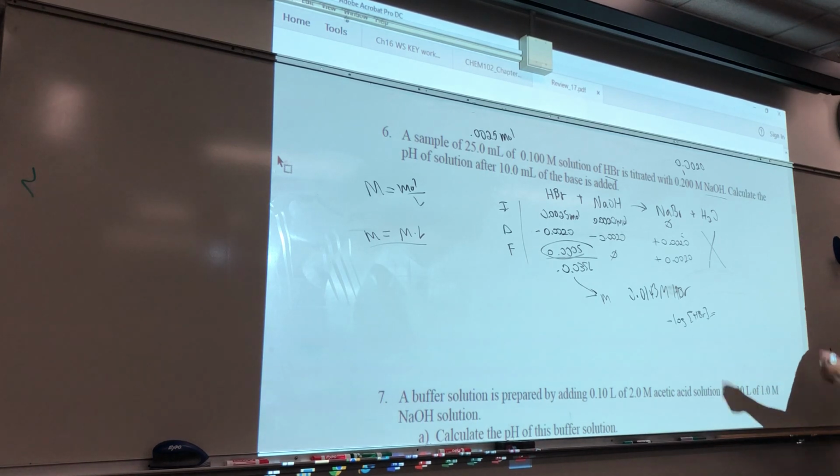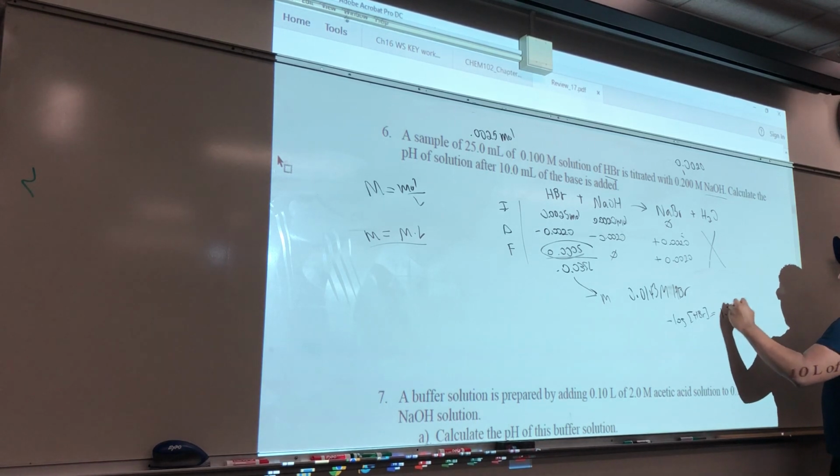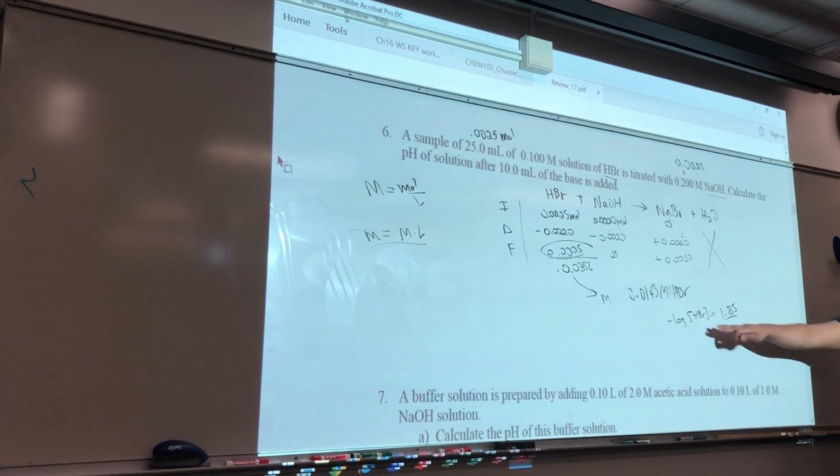What do you get, Moises? We get the negative log? You get 1.85, which makes sense because it's a very strong acid. And this is not a buffer system. Is that cool? And it's not a buffer, right? Yeah. So that's cool.